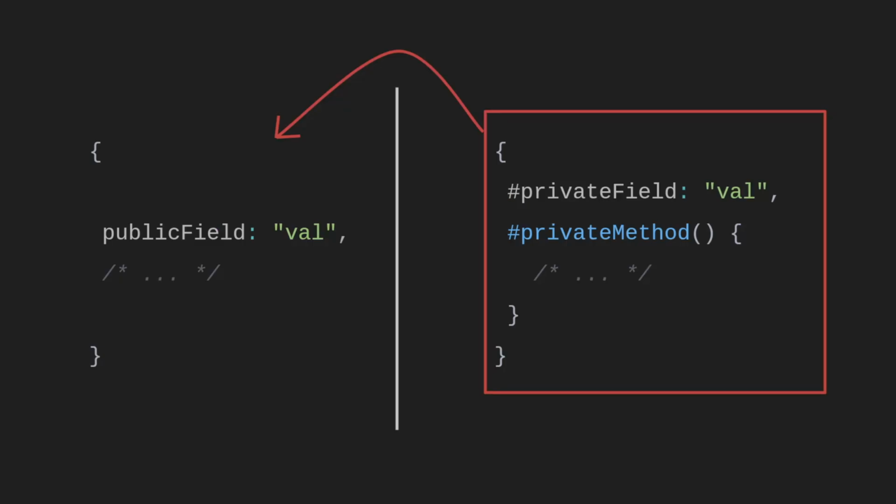According to the specification, private fields are stored in a private map associated with the instance of the class, but separated from it. This has the consequence that private and public names don't conflict with each other. It means that you can reuse the name of a public field for a private one. Let's see an example where this could be useful.